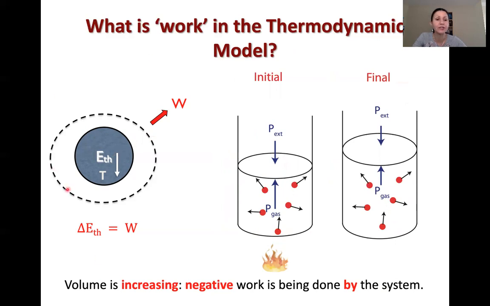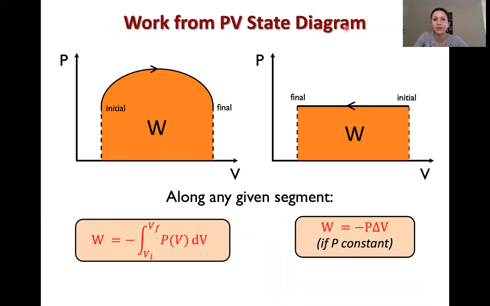So now our equation is still the same, but now thermal energy goes down. So delta E thermal is negative and work is negative. So when volume is increasing, there's negative work being done by the system. All right, so let's now define work in terms of pressure and volume.